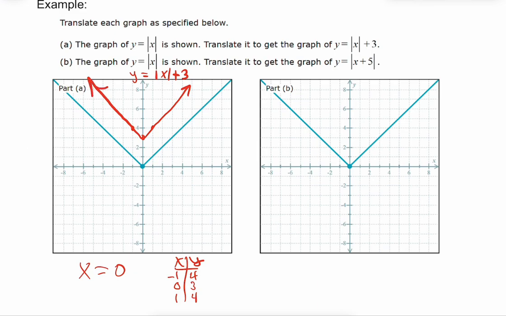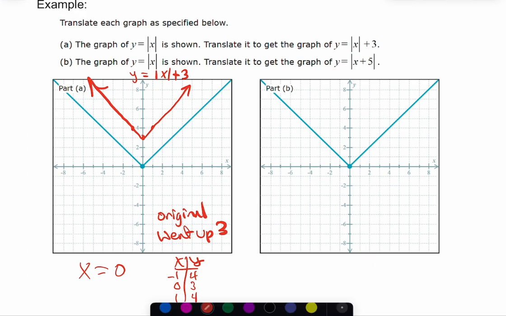Okay. And if you had to describe what happened, what that plus 3 on the outside of the function did is it moved the original up 3. And when we do 3, 5, we are going to explore how the placement of the numbers will do different transformations to the graph. Everybody okay with A? Okay, let's move on to B.